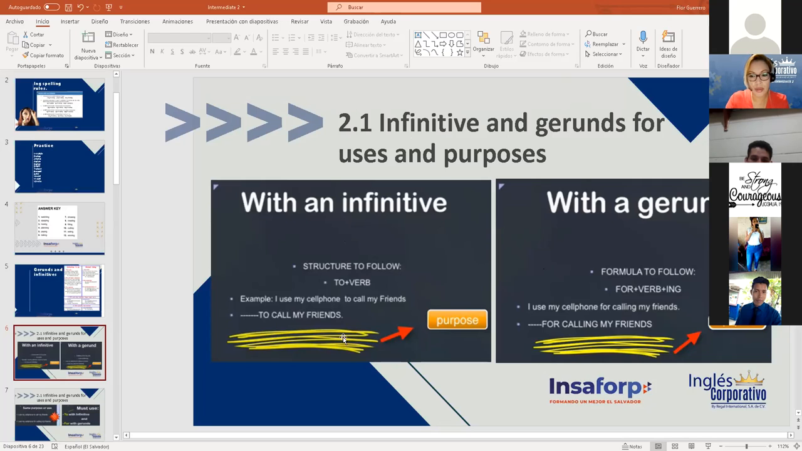And we have two sentences. They are very similar. The meaning is the same. We are expressing purpose in both. We have the first one. I use my cell phone to call my friends. That is with an infinitive. The infinitive is formed by adding to before the main verb. And remember, this is very important, that we don't modify the verbs, okay? No se modifica el verbo, no se conjuga. Por ejemplo, si yo quiero decir, yo quería ser una doctora.